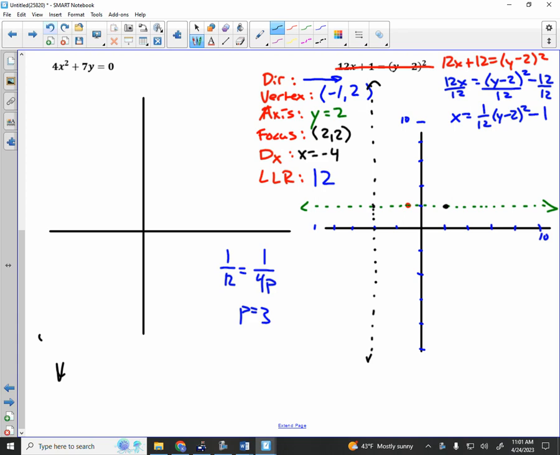And then the length of the latus rectum is 12. So that means I move 6 units in each direction from this focus. So 2, 4, 6.